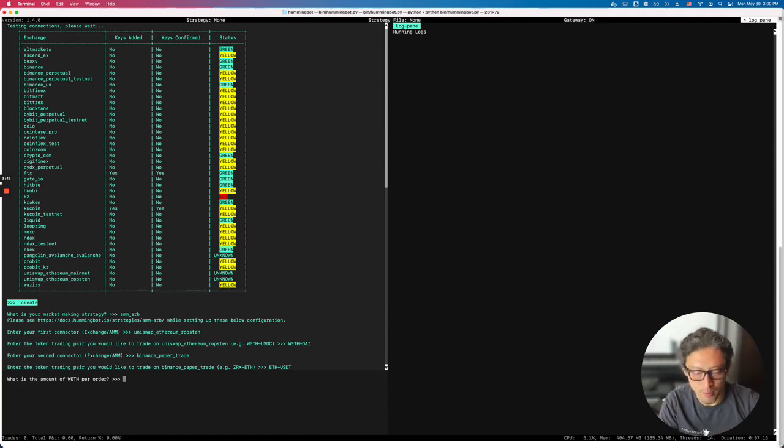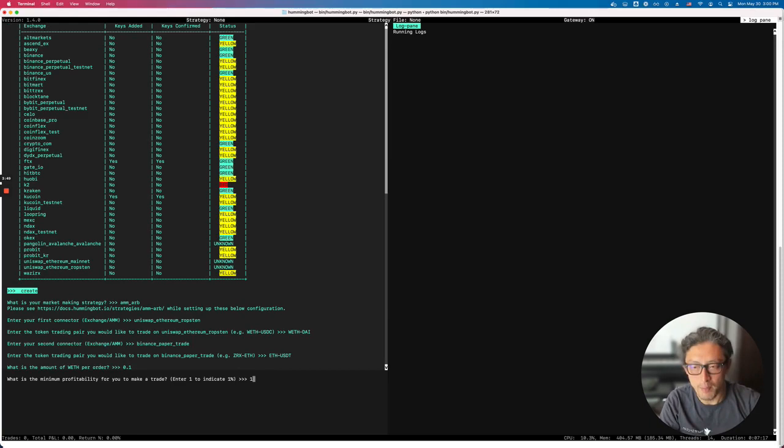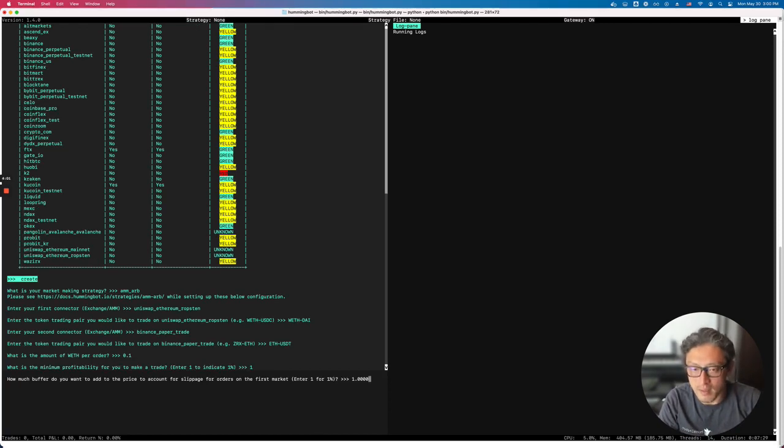How much WETH per order? Let's just go with 0.1, since it's paper trading. And then this question, what is the minimum profitability for you to make a trade? This question defines how much profit you want before making a trade. So let's just do 1%.